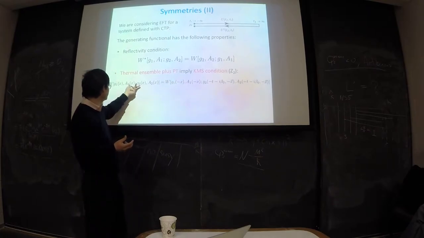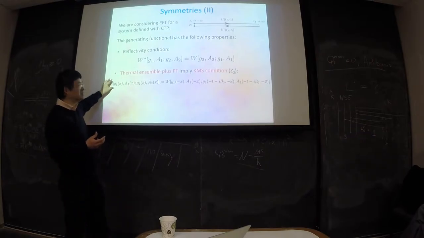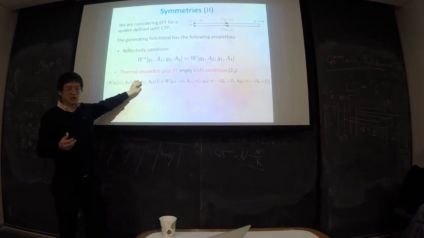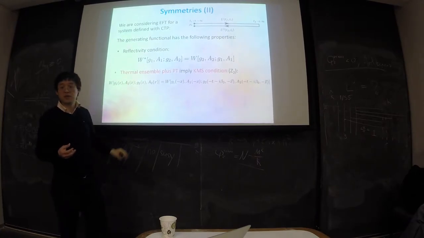And then you can write it as a symmetry of a single generating function, something like this. This is some kind of D2 symmetry satisfied by your generating function. So you want your generating function to satisfy this D2 symmetry.